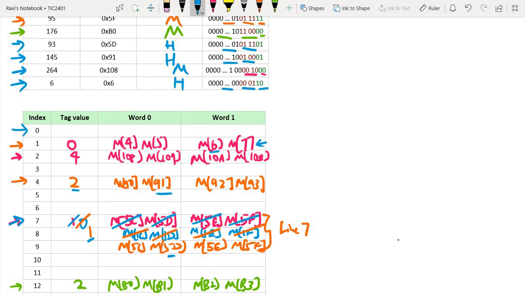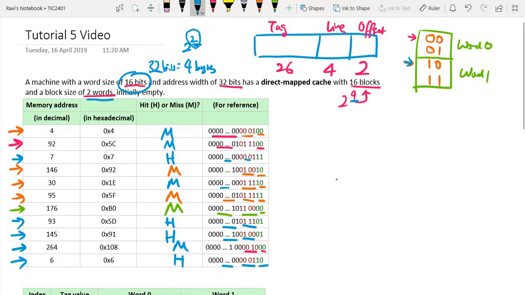Okay, so that is basically how you go about analyzing this question. As long as you get the first step correct, which is the breaking up of the address into the tag, line, and offset bits, and you also get this part correct, then subsequently it's just a matter of analyzing each address and seeing where it maps to know whether it's a hit or a miss, and how you update the cache line accordingly. Okay, so I hope this gives you a better understanding of the tutorial that we went through in class. Okay, thank you.